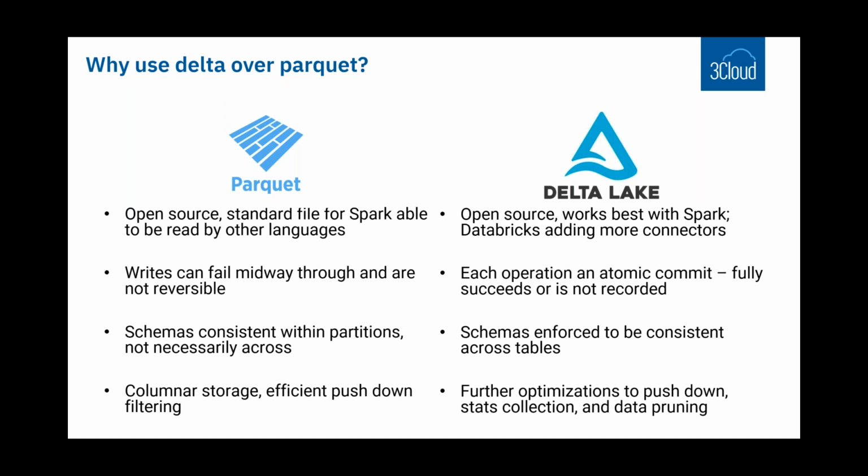Going down the comparison of Parquet and Delta, there's the difference in the writes, which I think is a pretty big one for Delta. Parquet file writes can fail midway. They're not reversible. You can get into pretty nasty situations of half-written data. With Delta, each operation, because of its atomicity, will fully succeed or fully fail. And if it fully fails, then you're good to go. Nothing's written.